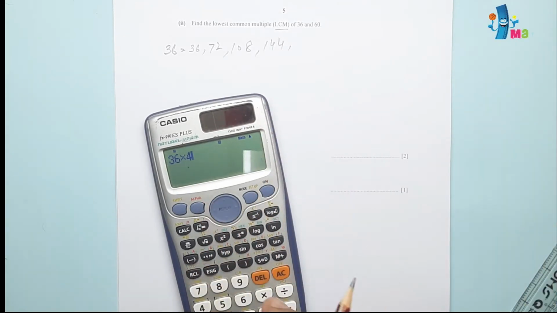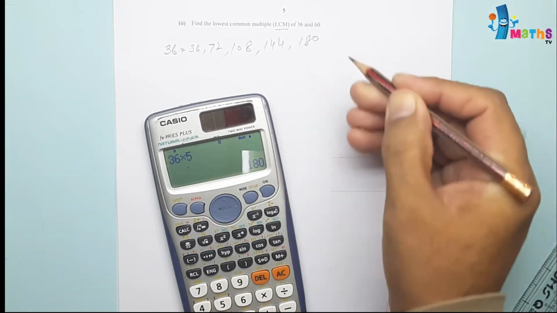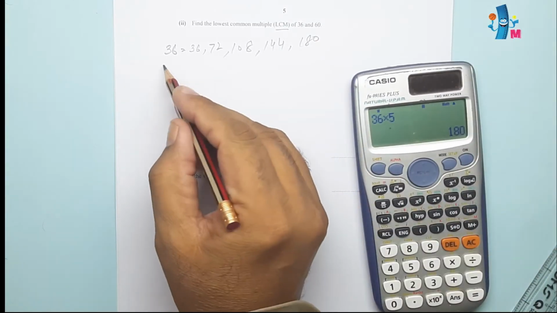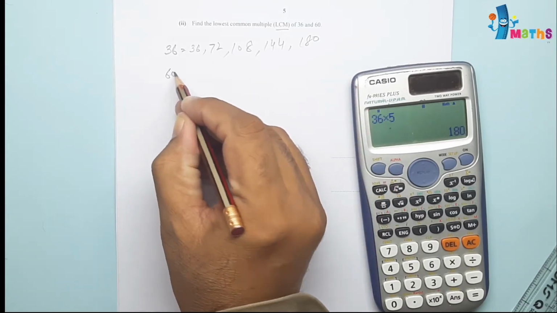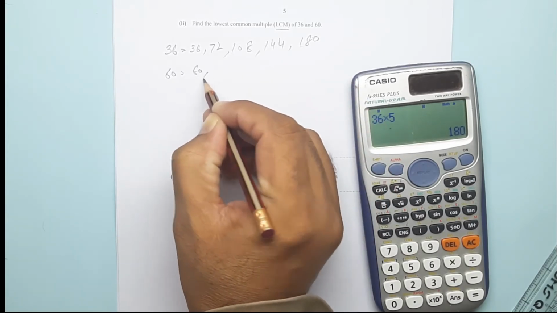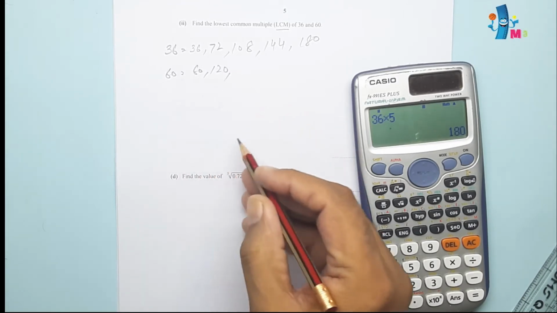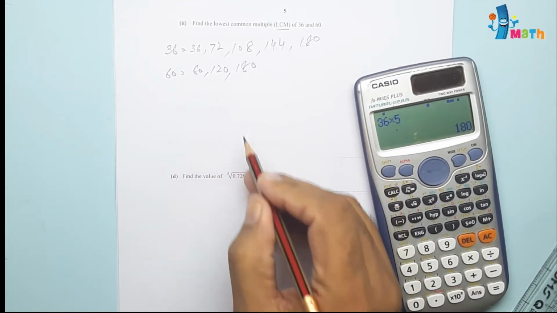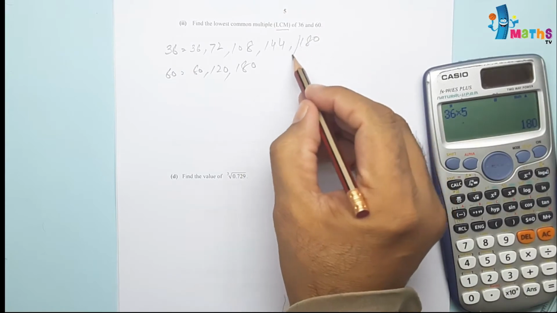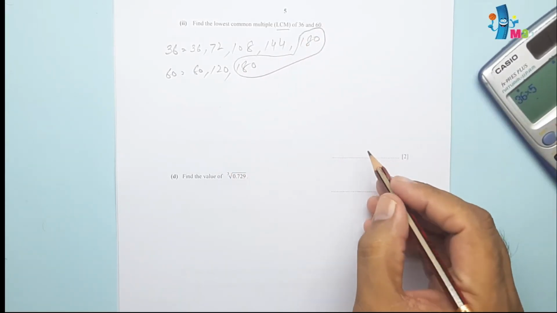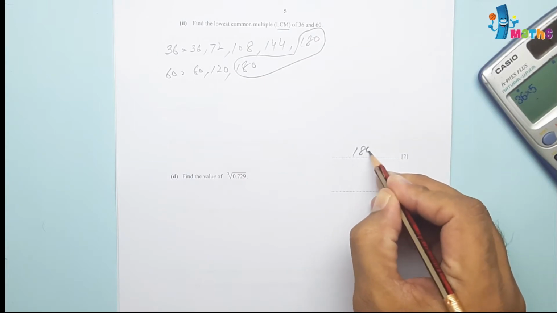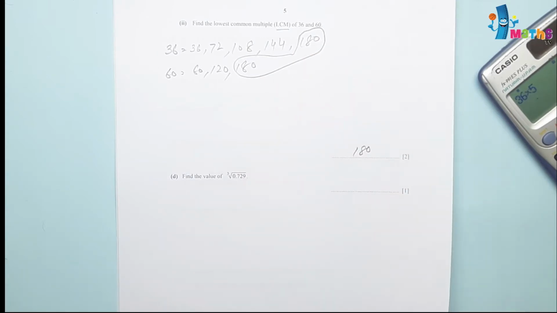Then by 5 will be equal to 180, and we can write one or two more. And multiples of 60 will be 60, then 120, then even 180 next one, and this 180 will be in both, so our answer will be 180. This is the least common multiple in both.